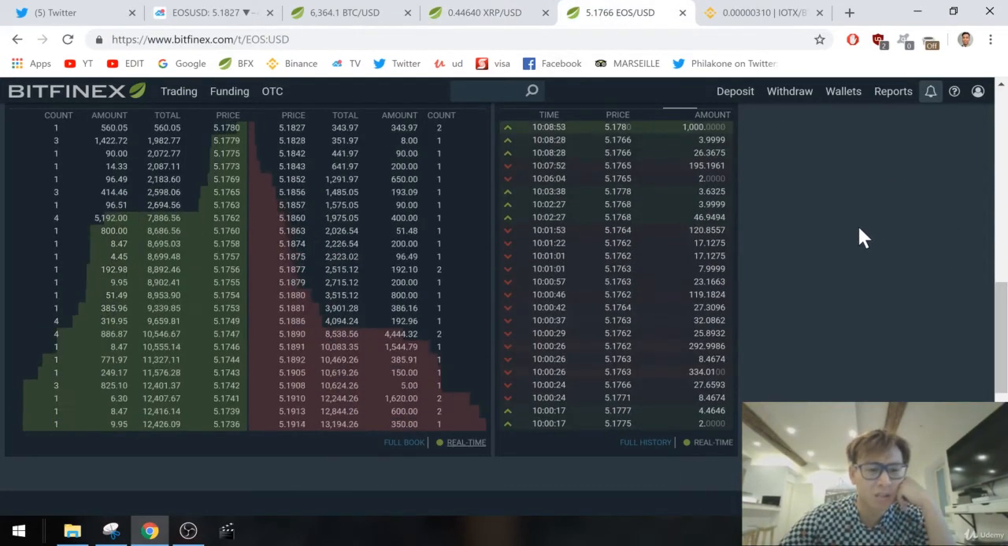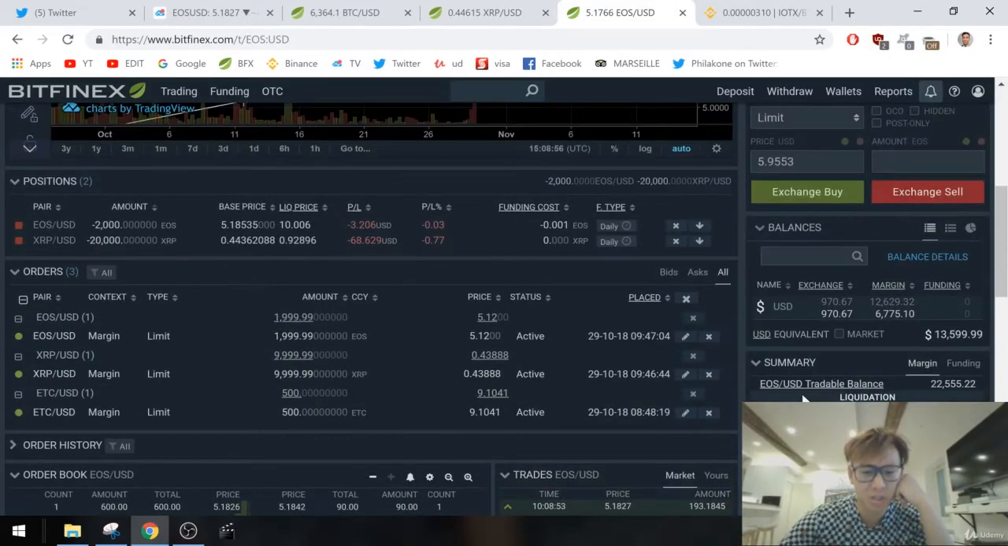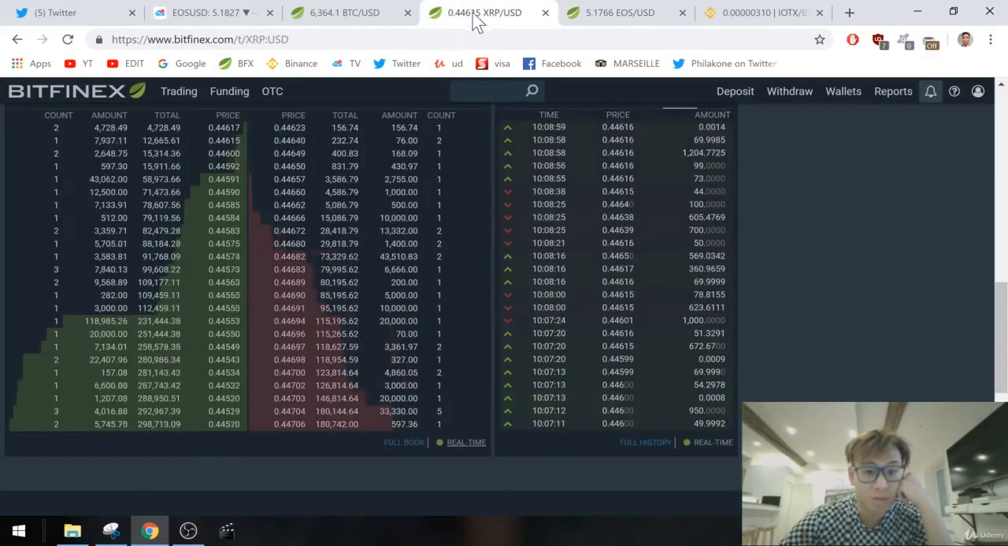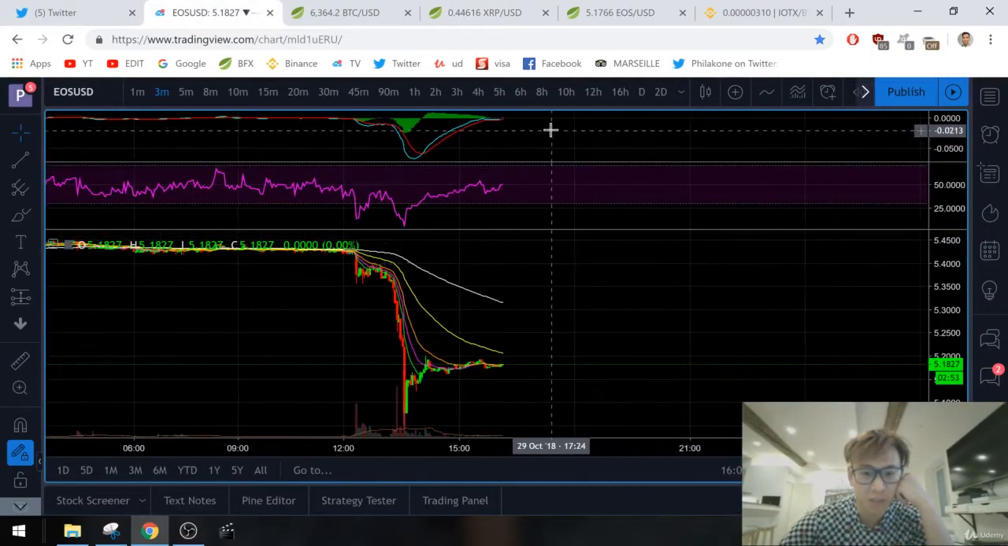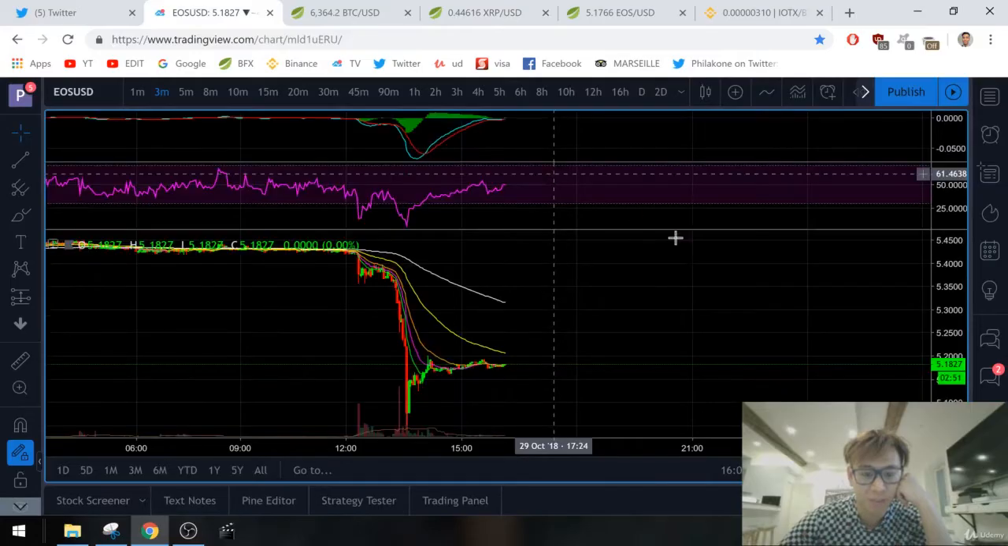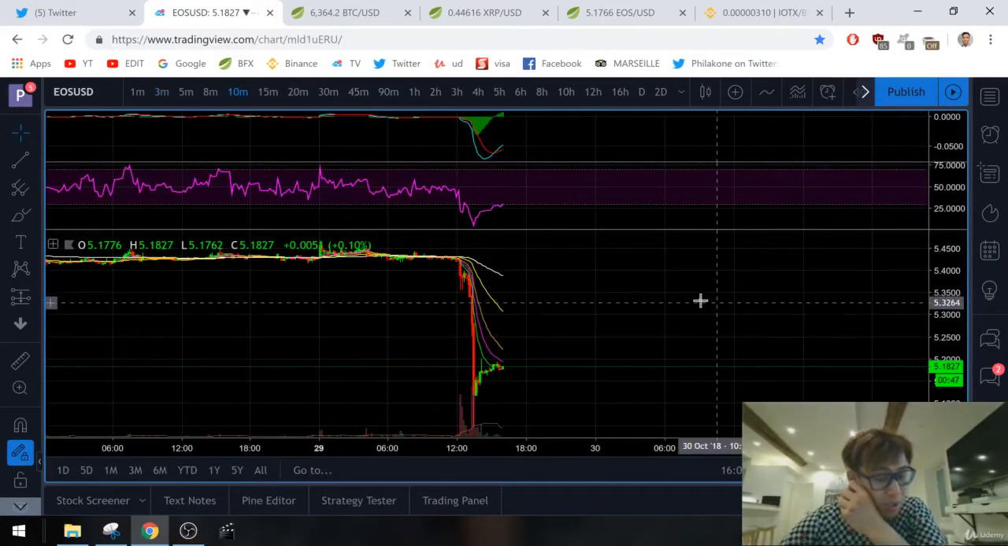We see tons of people trying to buy up right now. I'm in a short position, just so you guys know. I'm in a short position for EOS and also a short position for Ripple as well. So I'm definitely favoring the bear side. I just cannot see this going up, guys. I just have a hard time seeing it go up. There's just not that much strength that it's gaining.